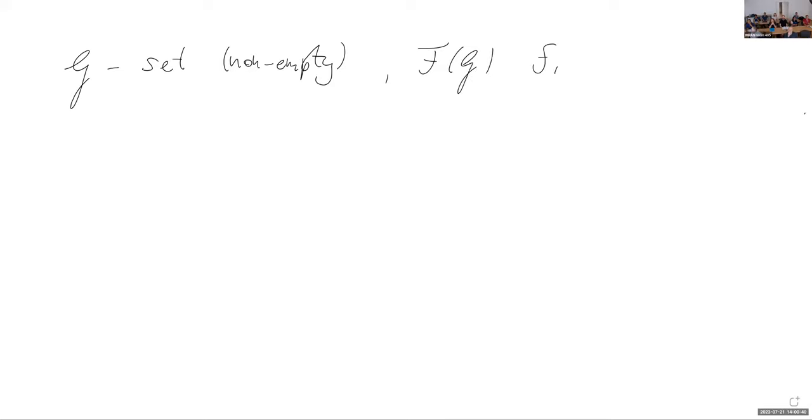Okay, so let me just first recall a little bit of what we were doing on Wednesday. Set B non-empty. We write F(G) to be the free star algebra generated by G. And we talk about two kinds of relations that we want to impose in the universal star algebra. One is this norm relation.